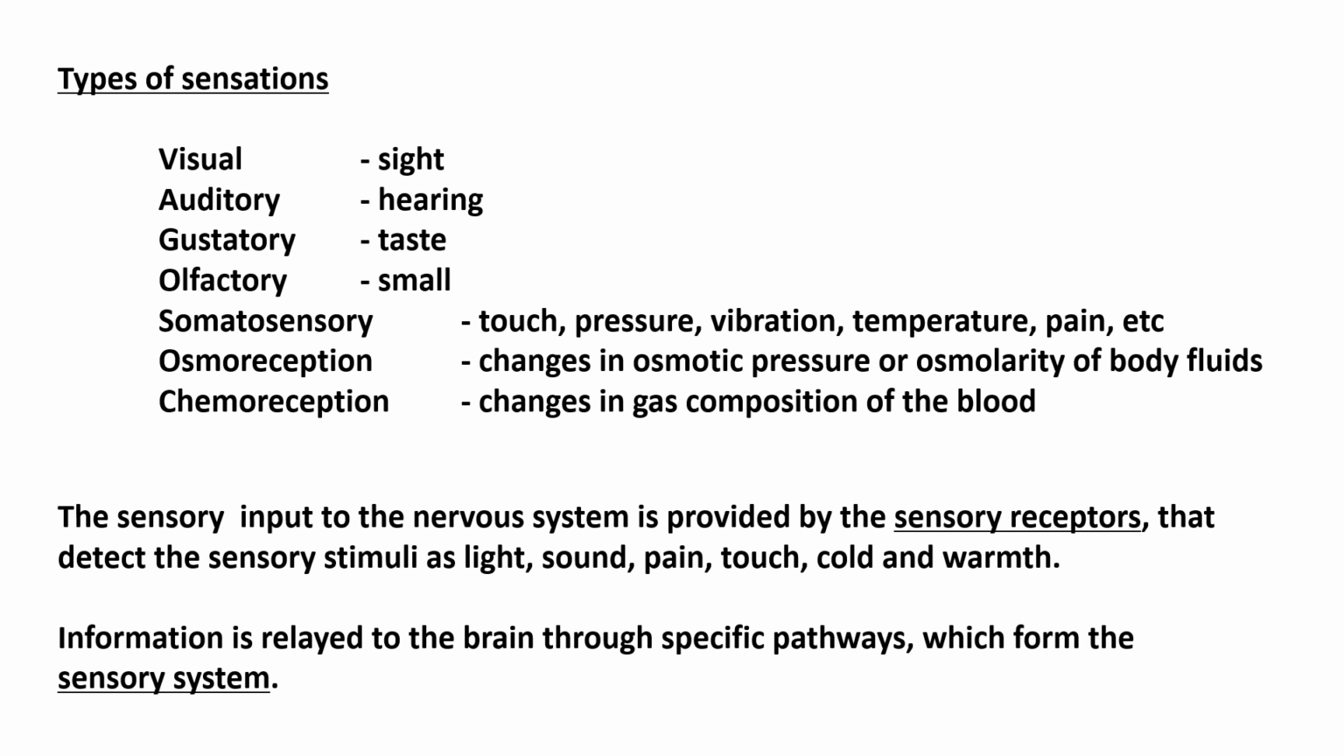Now, the sensory input to the nervous system is provided by the sensory receptors. And these receptors are the ones that detect the sensory stimuli. It could be light, sound, pain, touch, cold, warm, pressure, whatever it is. These receptors pick it up, they sense it, and then they send the input to the nervous system. And information, of course, is relayed to the brain through specific pathways which form the sensory system. I will talk about these pathways in the next lecture. So in this lecture, I will primarily concentrate on the sensory receptors.